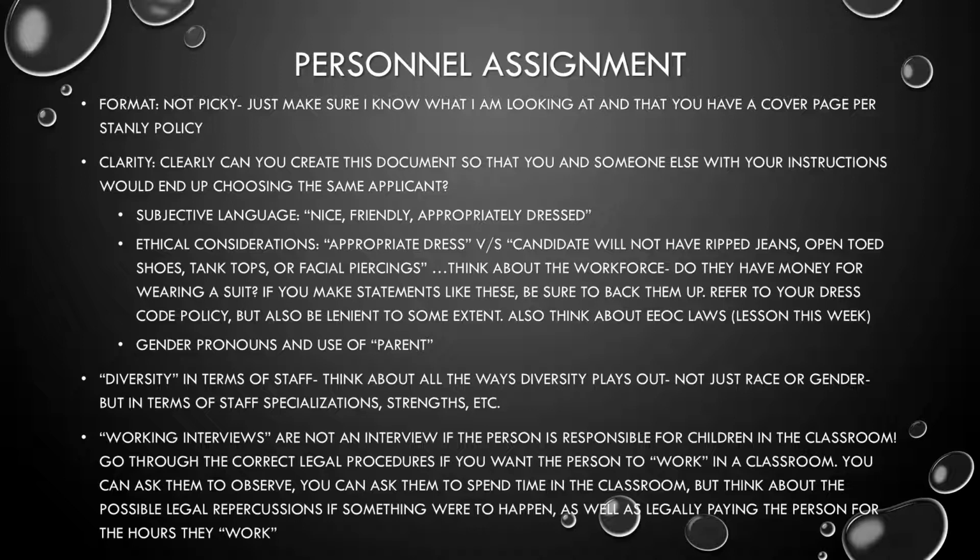Just something to think about. And another note is, a lot of times I'll see the person is going to be part of the interview process, is going to work in a room. Pause. I want you to think about all of the implications of having someone work in a classroom.